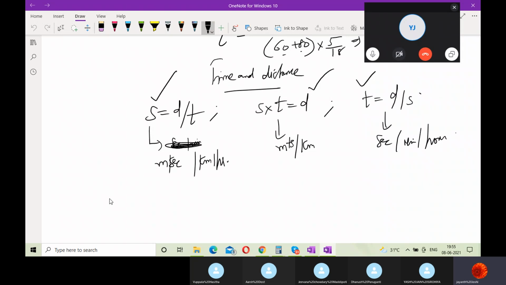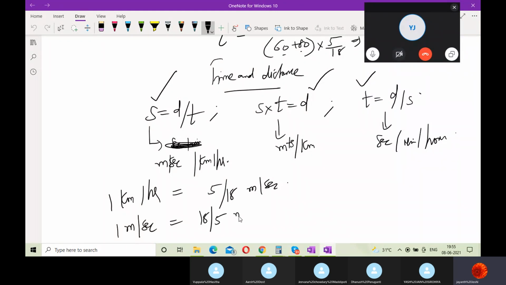Now, if I want to convert 1 kilometer per hour to meter per second, I have to multiply by 5 by 18 to get that. And if I have to convert 1 meter per second, I need to do that with the help of 18 by 5 kilometer per hour. If anyone has not written all this, please write it down. We'll go forward now.